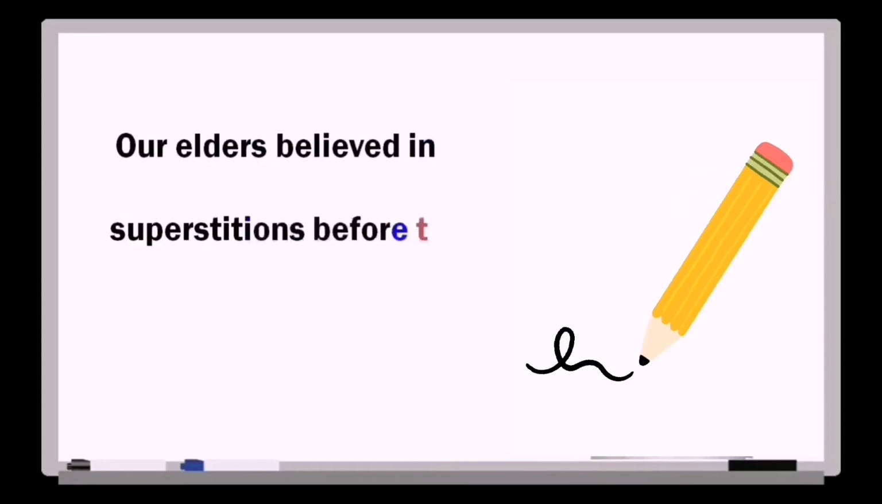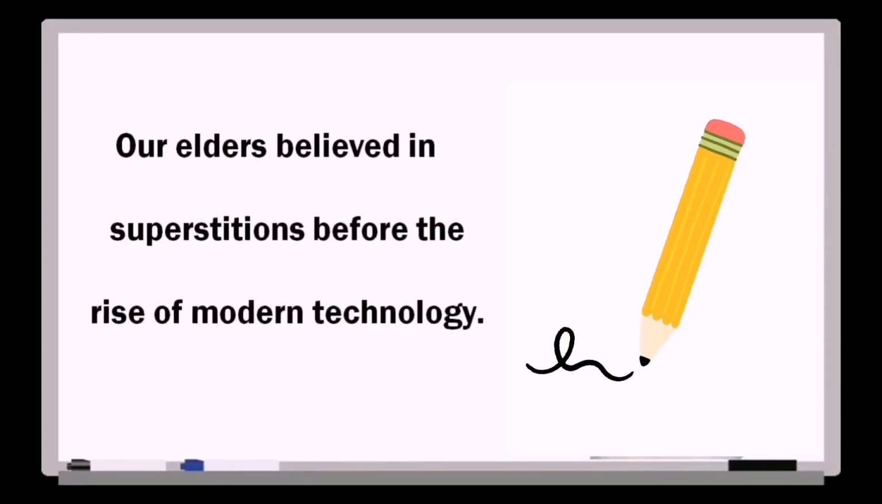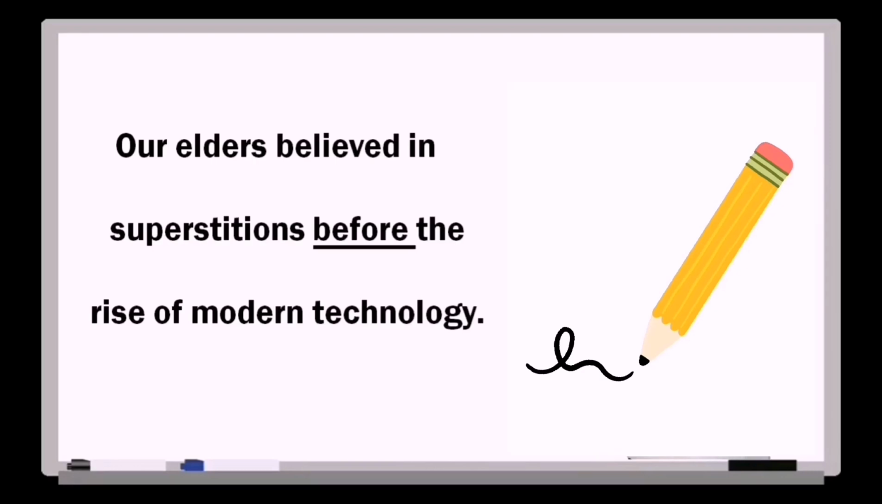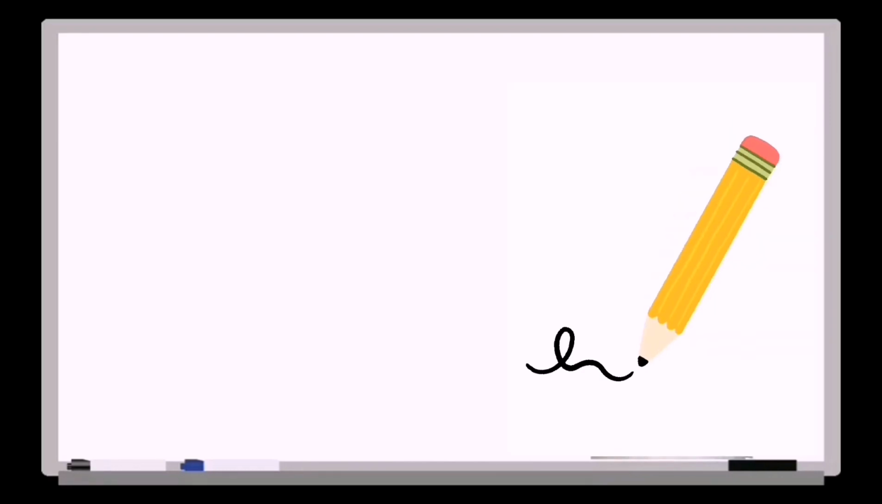Our elders believed in superstitions before the rise of modern technology. In our sentence, we use before to indicate relation in time between two clauses. Let's proceed to our next sentence.